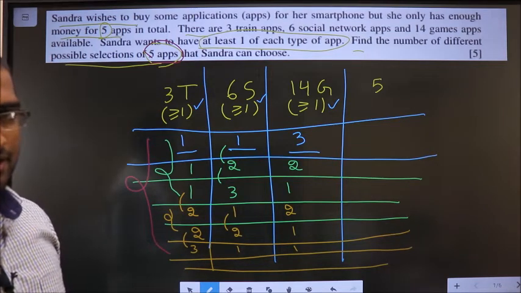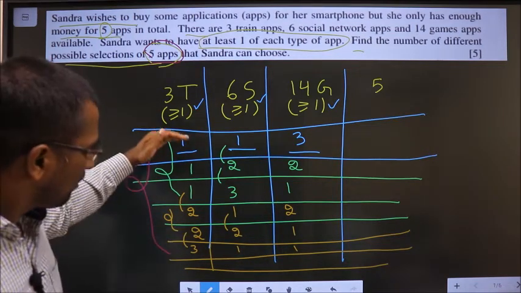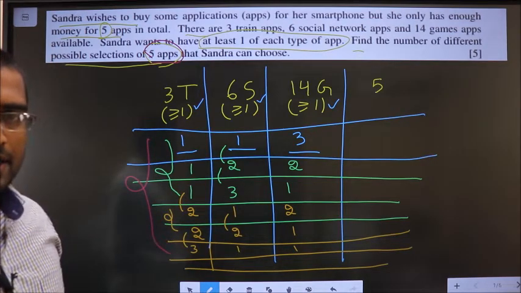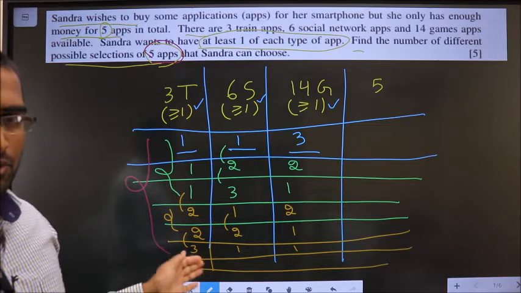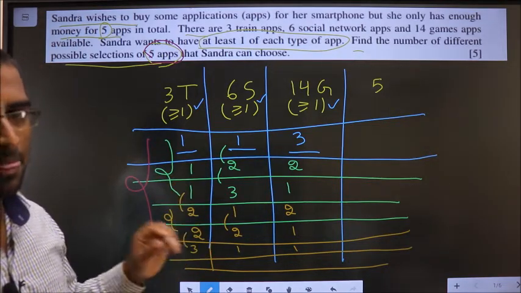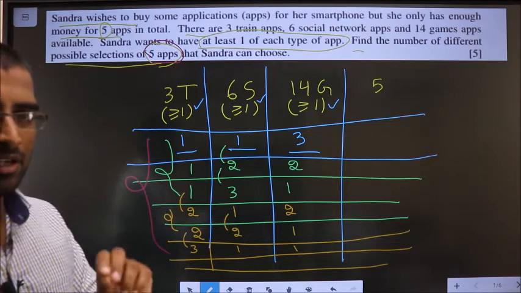Clear? Okay. Did you understand? If you go in a particular organized way, you will not miss any option. If you randomly choose numbers, there is always a doubt of missing out some options. Okay. Now let us write for each.